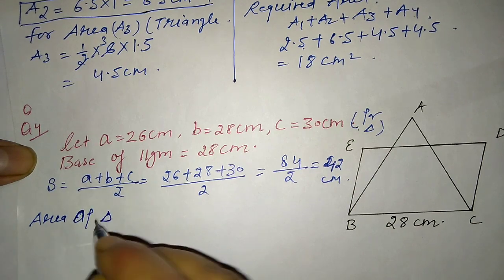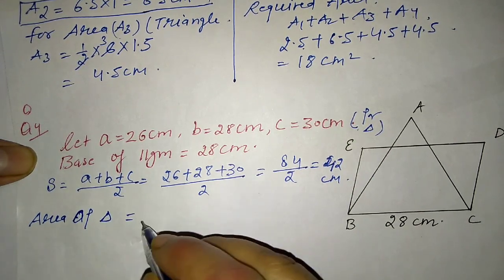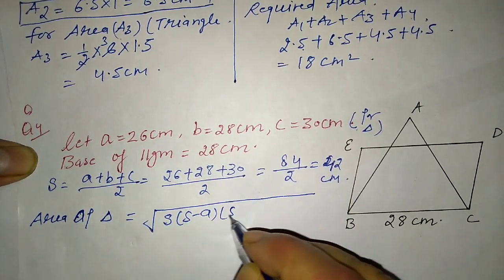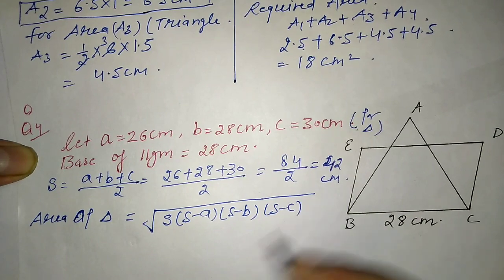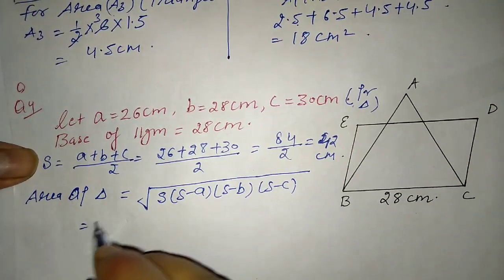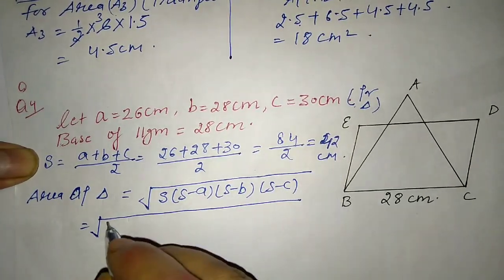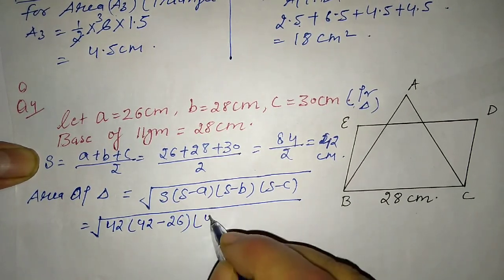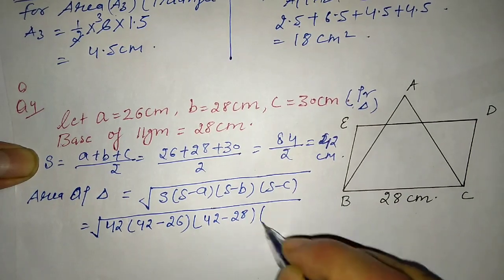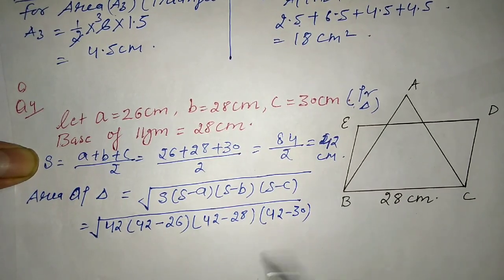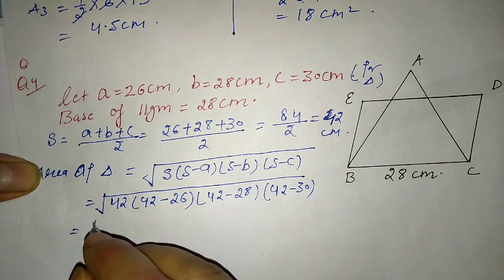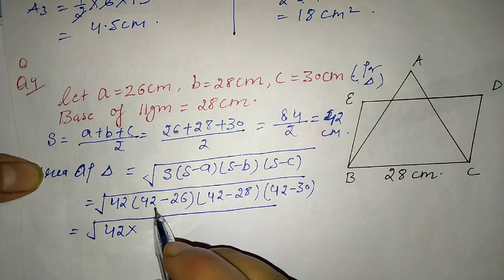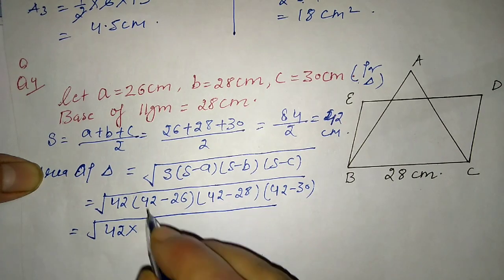Area of triangle is equal to under root S(S minus A)(S minus B)(S minus C). We know the formula. So S is given 42. So 42 minus 26, 42 minus 28 and 42 minus 30. That is equal to under root 42. This can be subtracted and we'll have here 16 and 14.